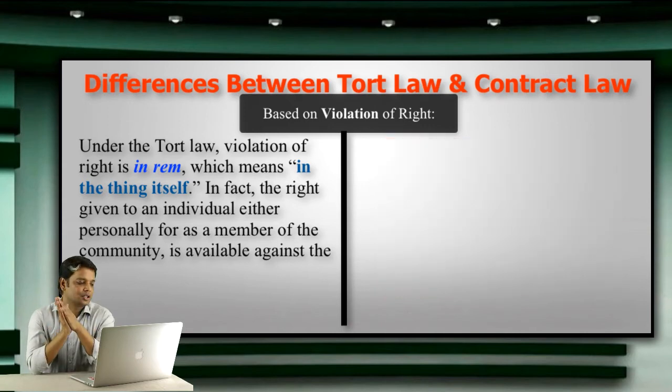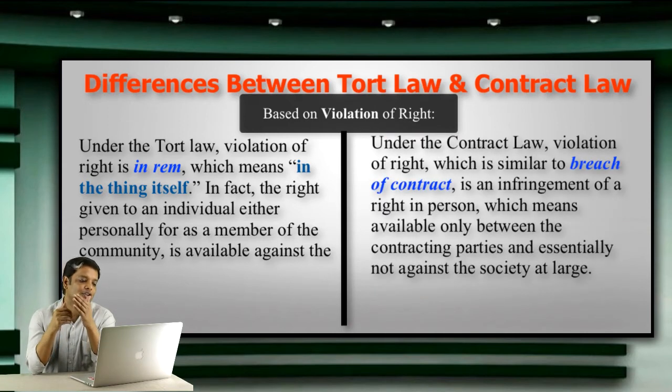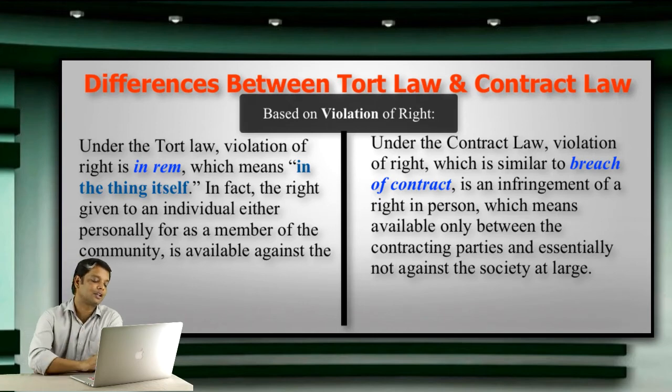Now on the other hand, under the contract law, violation of right, which is similar to breach of contract, is an infringement of a right in personam. Pay attention. Which means available only between the contracting parties and essentially not against the society at large. So here in contract, if your right is being violated, only the other party is held responsible, who is part of that agreement, not any person. So this is the first difference, that is based on the violation of the right.